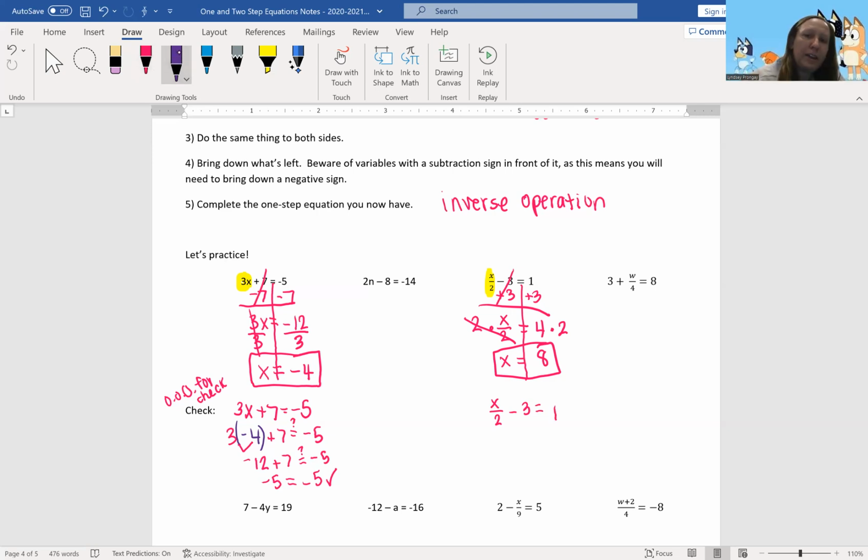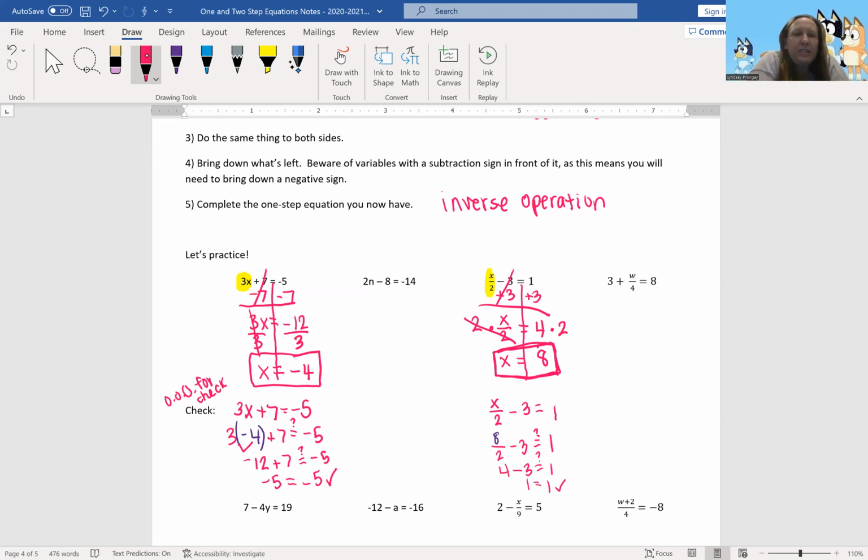I think the answer is 8. So I'm going to plug that in for my x. 8 divided by 2 comes first, our multiplication and division. So that's 4. And does 4 minus 3 equal 1? Indeed, it does. So our answer is x equals 8.